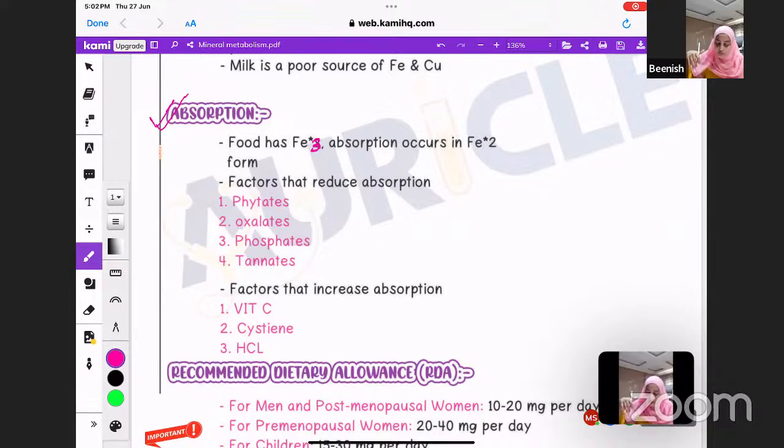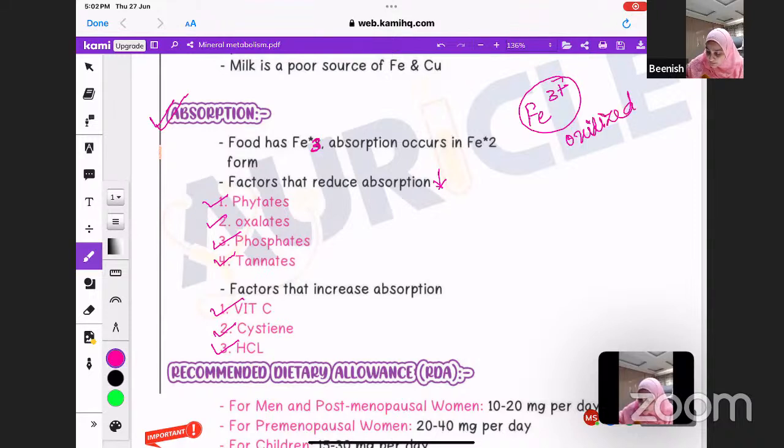Now the factors that reduce iron absorption are phytates, oxalates, phosphates, and tannates. So these are the factors which are going to reduce iron absorption. Now the factors that increase iron absorption include vitamin C, cysteine, and HCl. Iron in the diet is in the form of Fe3 plus. Now Fe3 plus is the oxidized state and Fe2 plus is the reduced state, the state in which iron is absorbed. So the factors that increase absorption are those which cause this reduction. Those which act as reducing agents, HCl and vitamin C, are going to increase iron absorption by causing the reduction of iron, that is converting Fe3 plus into Fe2 plus state.